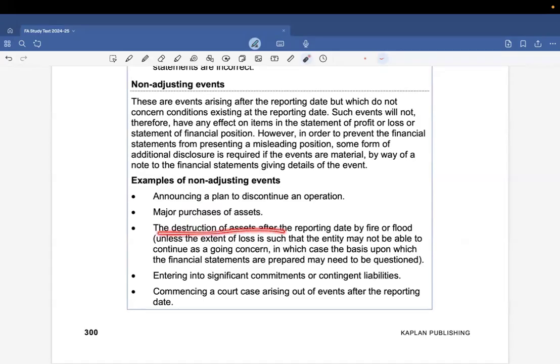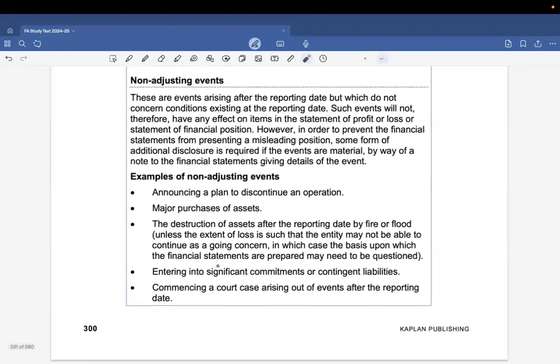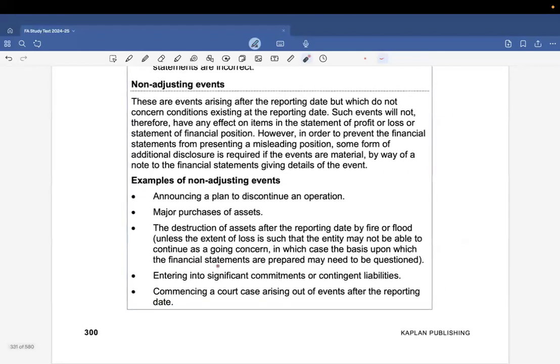Next is the destruction of assets after the reporting date by fire or flood, unless the extent of loss is such that the entity may not continue as a going concern, in which case the basis upon which the financial statements are prepared may need to be questioned. So suppose after the year end something bad happened, any natural calamity or accident, and you lost your assets, but it is a non-adjusting event unless it creates going concern issues.